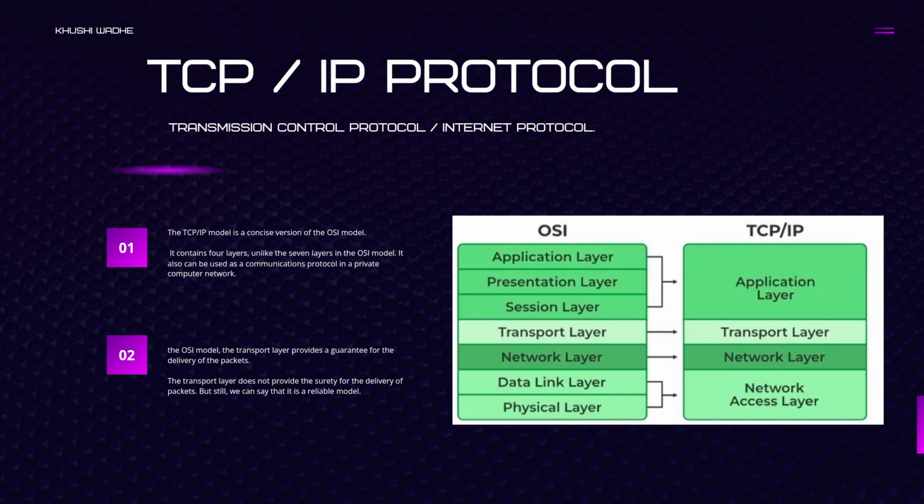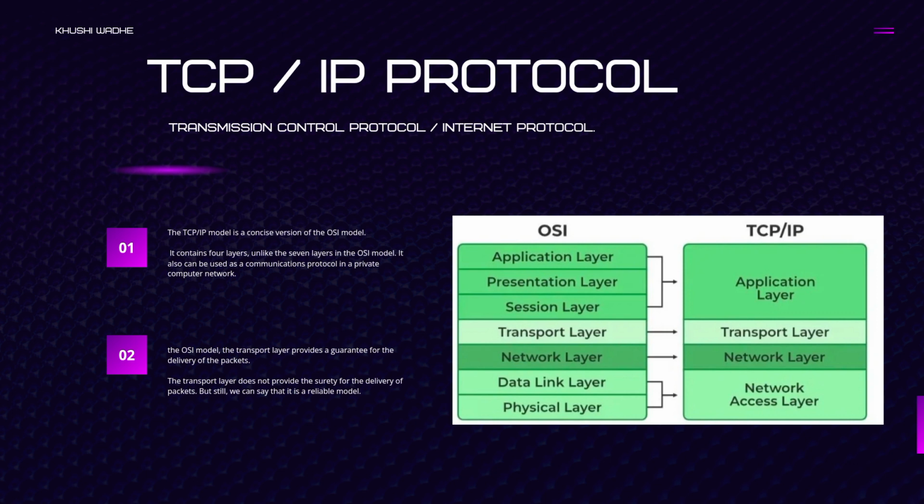As you see in the diagram also, the data link layer and the physical layer combine to form the network access layer of the TCP/IP protocol, and also the application layer, presentation layer and the session layer of the OSI model combine to form the application layer in the TCP/IP protocol, and the transport layer and the network layer are as they are in the TCP/IP protocol.